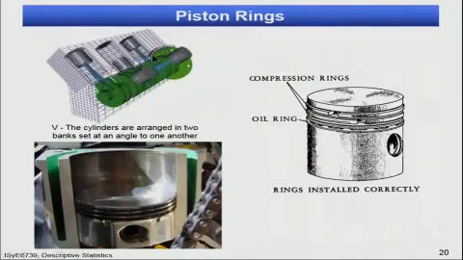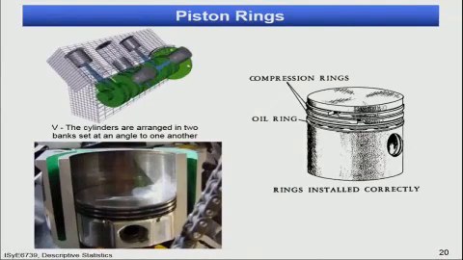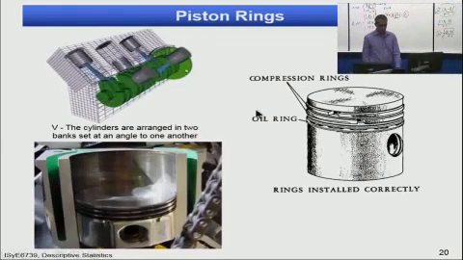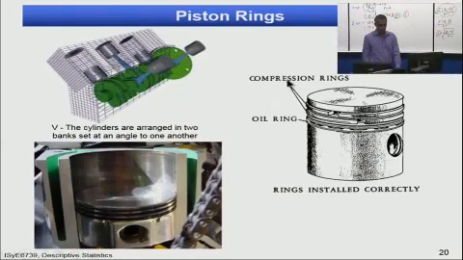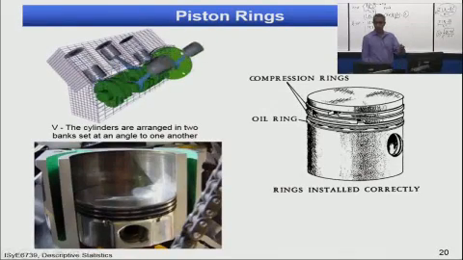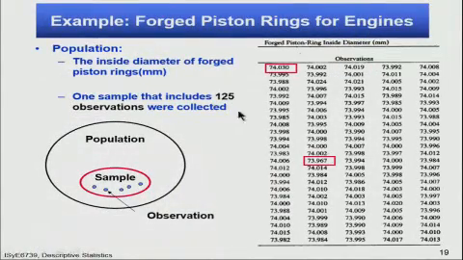So this is the engine. I'm sure you know that, like those with an engineering background. So these are the pistons in the engine, and these are the rings, compression rings and oil ring. The inner diameter is very important for the assembly. So what we do is take a sample which includes 125 observations, or 125 piston rings, and we measure the inside diameter. So these are the numbers. This is 125 piston rings.